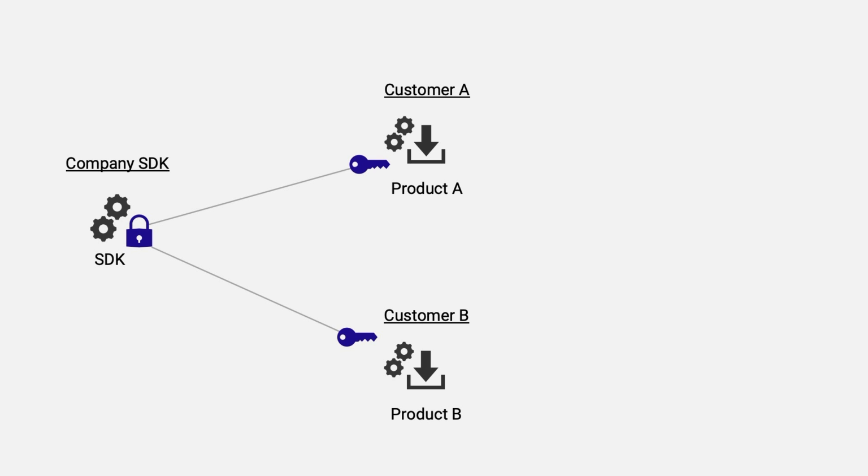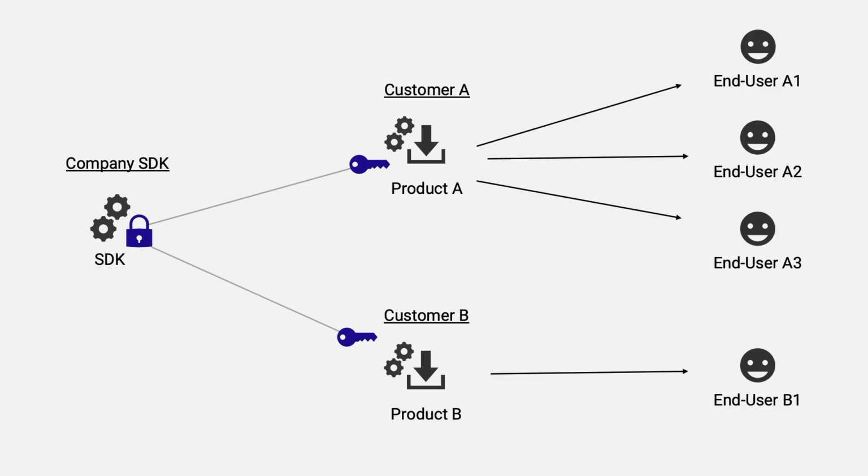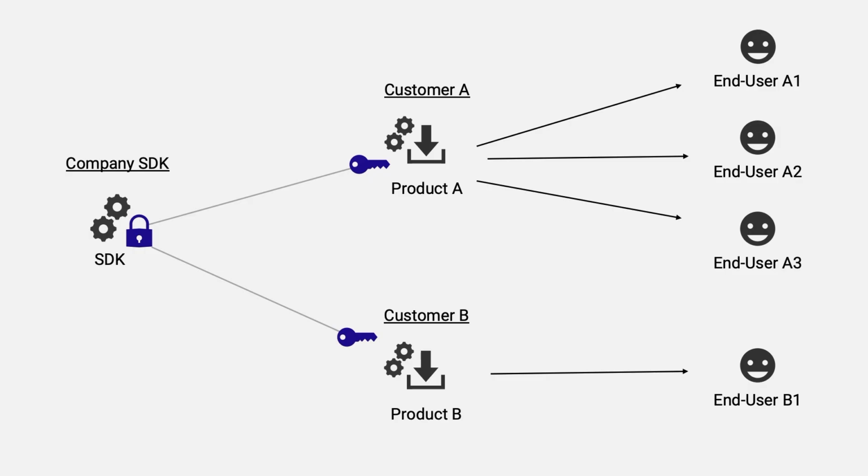The two customers integrate the SDK into their own software products that they sell to their own customers, and these customers are called end users because they are the final customers in the chain. So what is then the difference between licensing an SDK compared to a desktop application, for example? Well, because the customer of company SDK is not the end user of the SDK itself, all of the end users of customer A will share customer A's license key and all the information stored within. And the same is true for customer B.